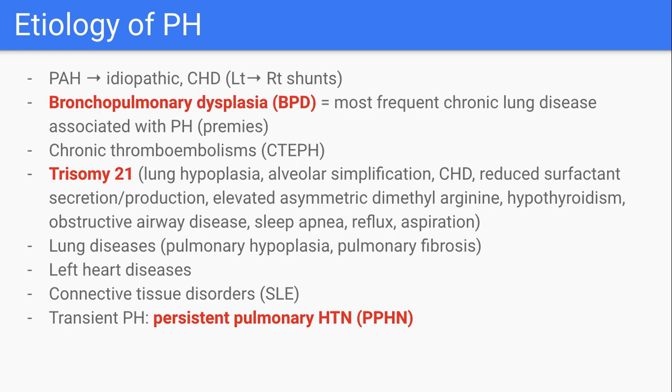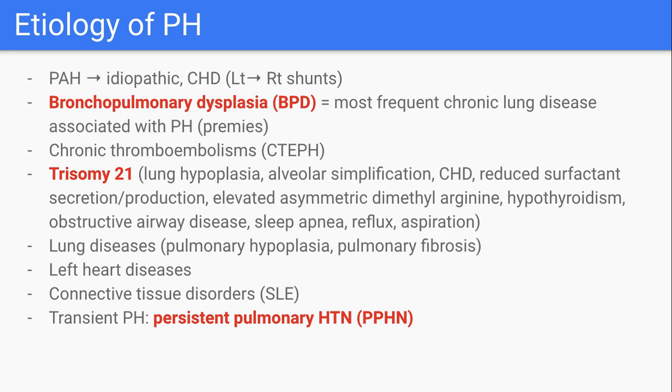The one that I found interesting is trisomy 21, so Down syndrome. You know that they have endocardial cushion defects. They have a range of things that can predispose them to pulmonary hypertension, including lung hypoplasia and alveolar simplification. We already spoke about the congenital heart disease. They have reduced surfactant secretion and production, as well as increased risk for hypothyroidism and obstructive airway disease. They can have sleep apnea and reflux aspiration. All of these are not great for development of pulmonary hypertension.